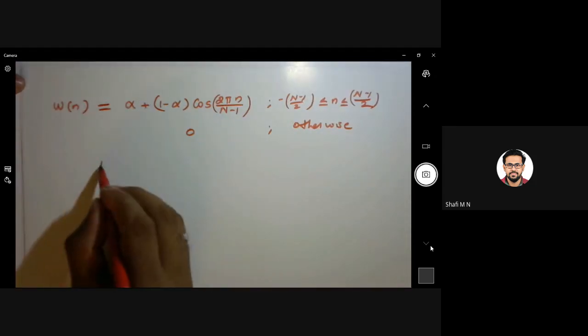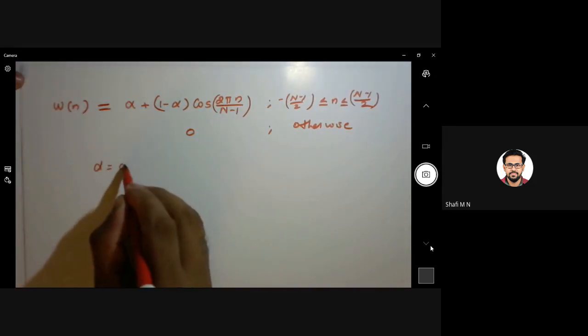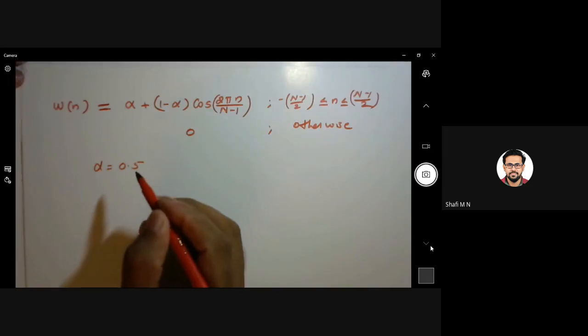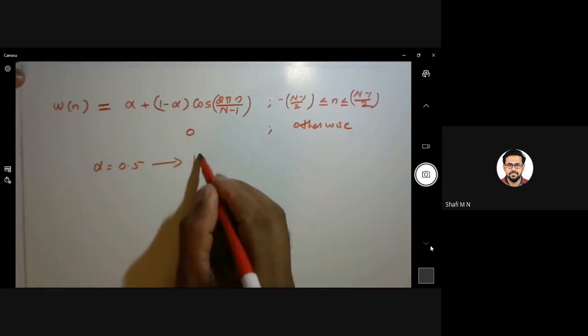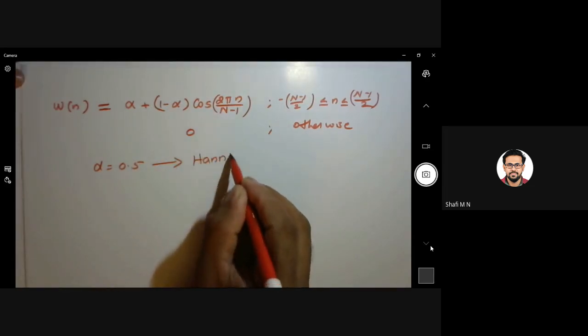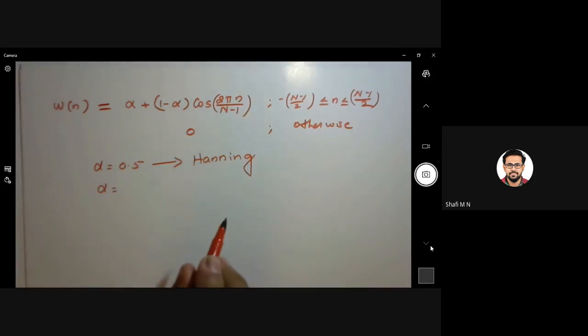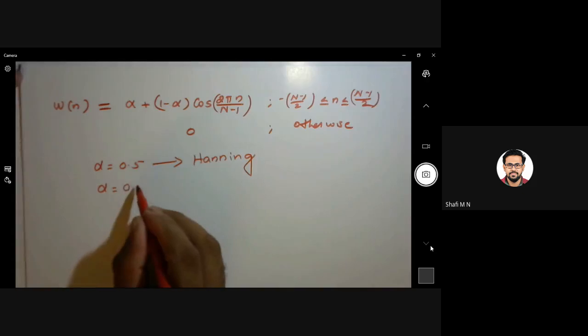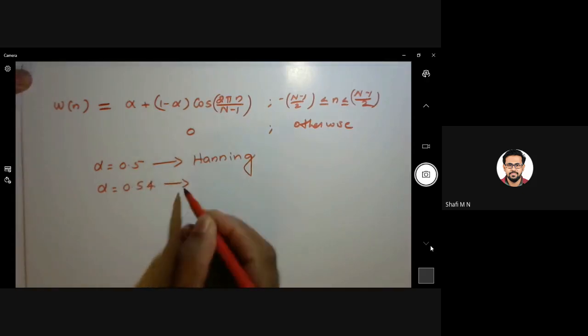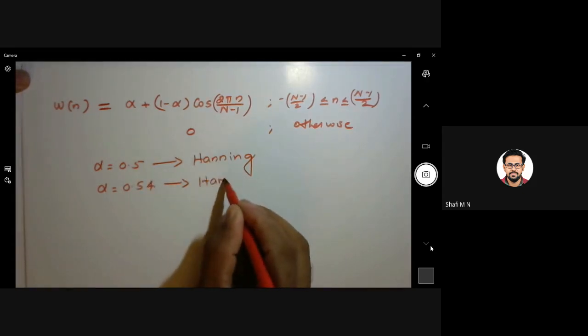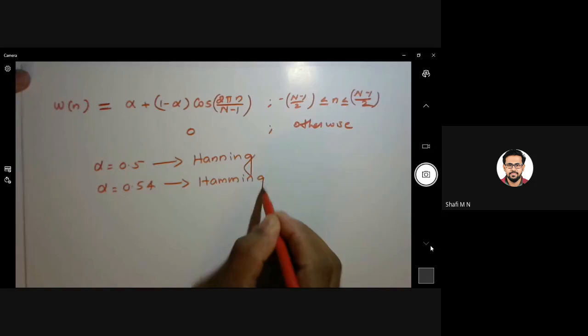So when alpha is equal to 0.5, this window is referred to as Hanning window, H-A-N-N-I-N-G, Hanning window. And when alpha is equal to say 0.54, your window is referred to as Hamming window, H-A-M-M-I-N-G.